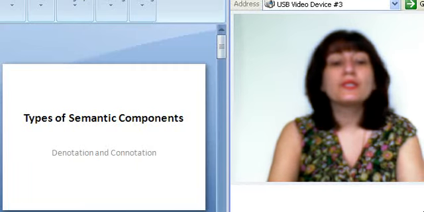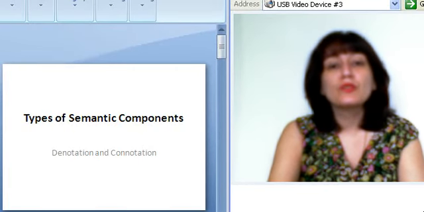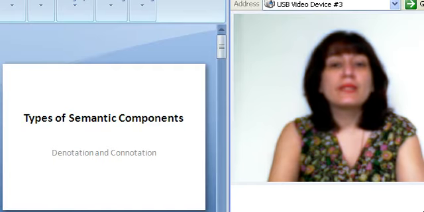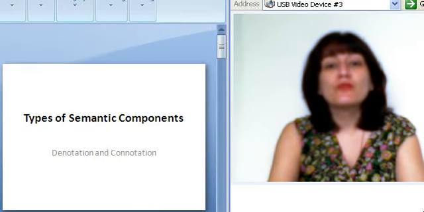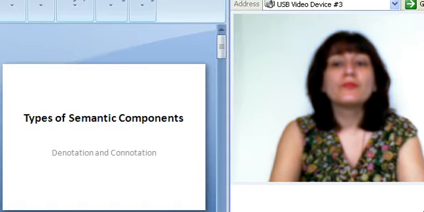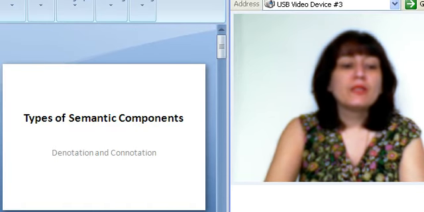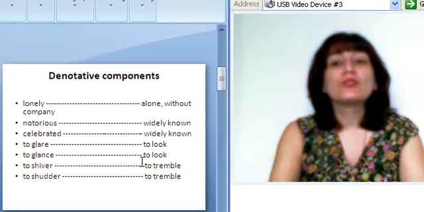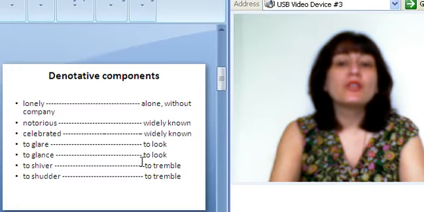Now we must discuss the types of semantic components: denotation and connotation. The leading semantic component in the semantic structure of a word is termed the denotative component, also the referential component. The denotative component expresses the conceptual content of a word. The list presents denotative components of some English adjectives and verbs.